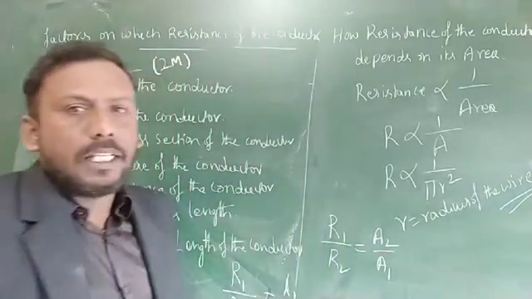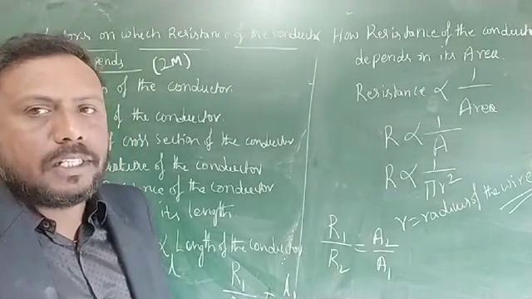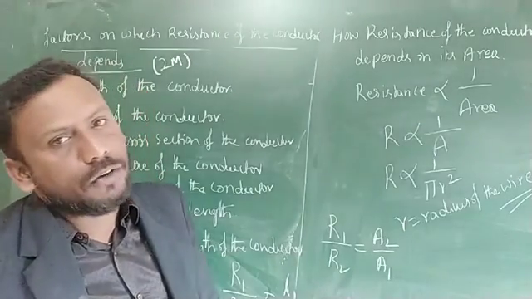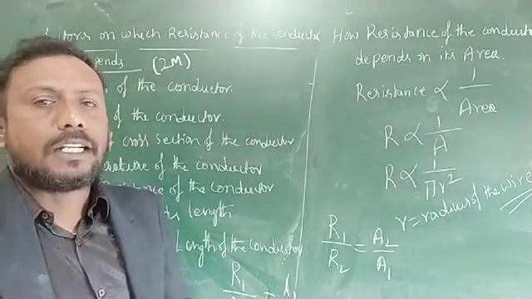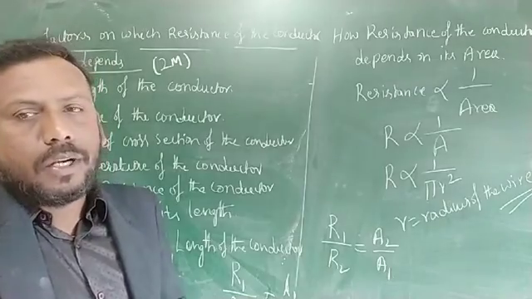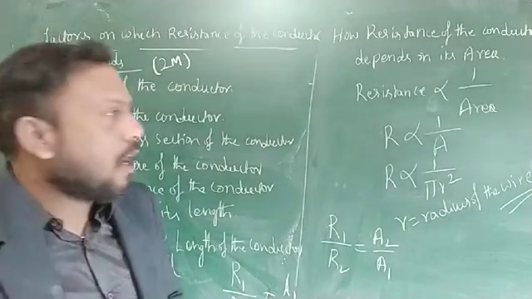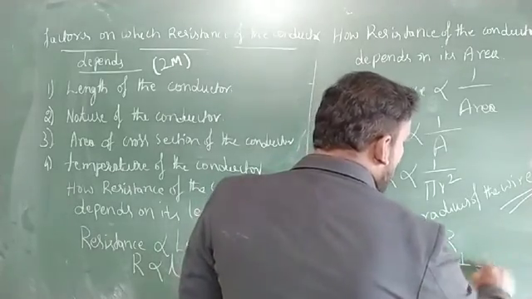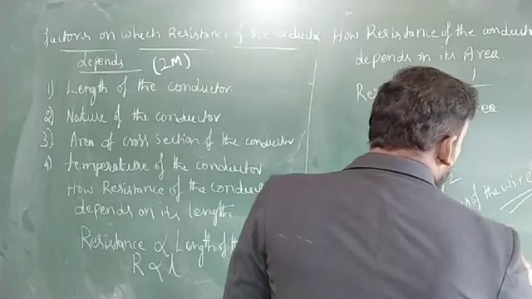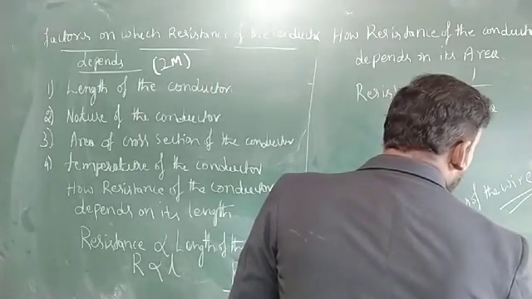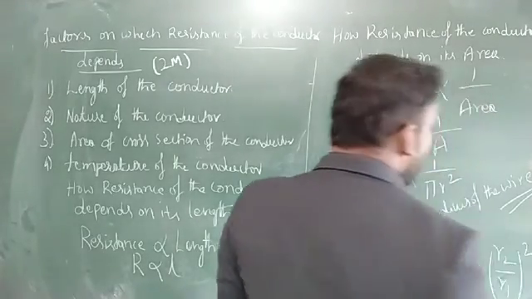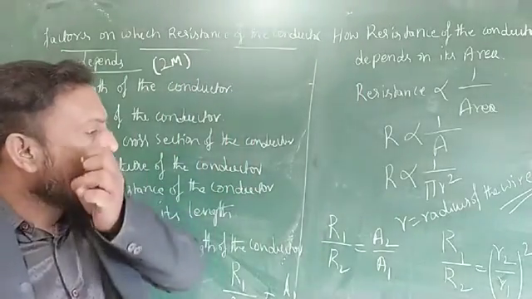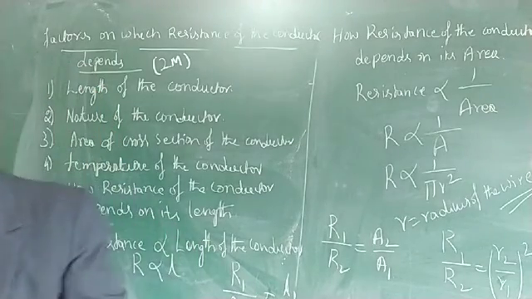Similarly, if R1 is the resistance of conductor A of radius r1 and R2 is the resistance of conductor B of radius r2, what is the ratio R1 divided by R2? Therefore, R1 divided by R2 is equal to r2 divided by r1 whole square. Okay.